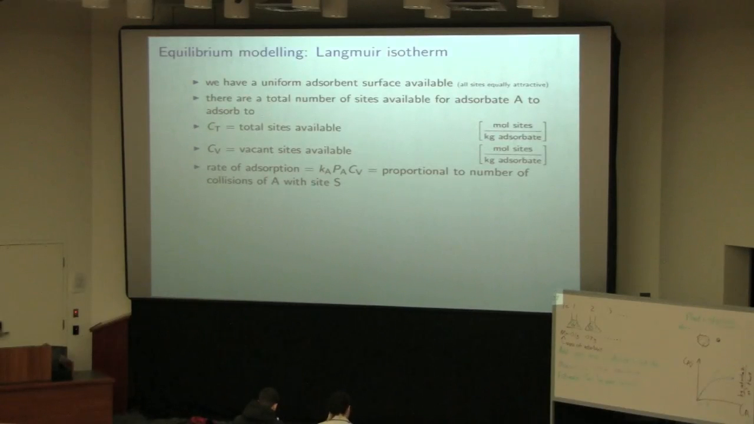So PA, I've used it in terms of its partial pressure, but we showed last class that we can relate PA directly to CA. So if you're working with a liquid system, if you're working with a gas system, PA equals CA times RT. So we're comfortable with CA as a concentration, but we could also work with partial pressures in atmospheres. So either one of those is workable and represents the concentration of adsorbate multiplied by the number of vacant sites available and then the proportionality constant.